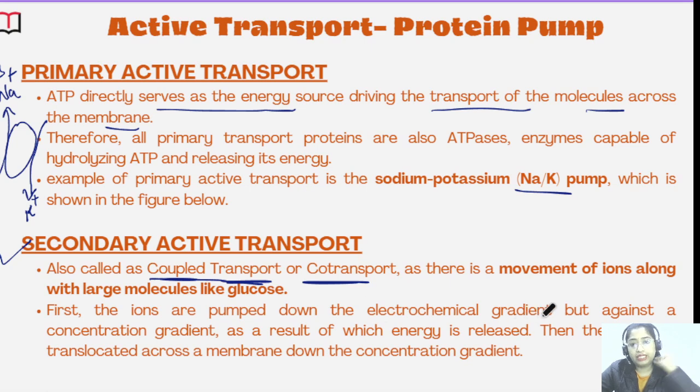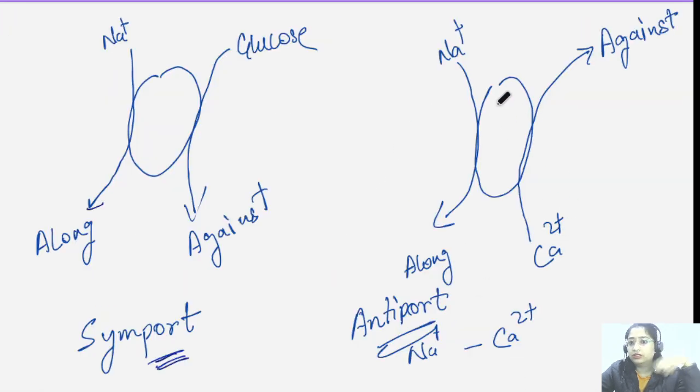One more thing is the antiport in the case of secondary active transport. Antiport is an antipode, as you can see, the calcium ions are moving in the opposite direction. So sodium is moving in this direction, calcium ion is moving in the opposite direction, so this is the antiport. I hope this is clear to you.